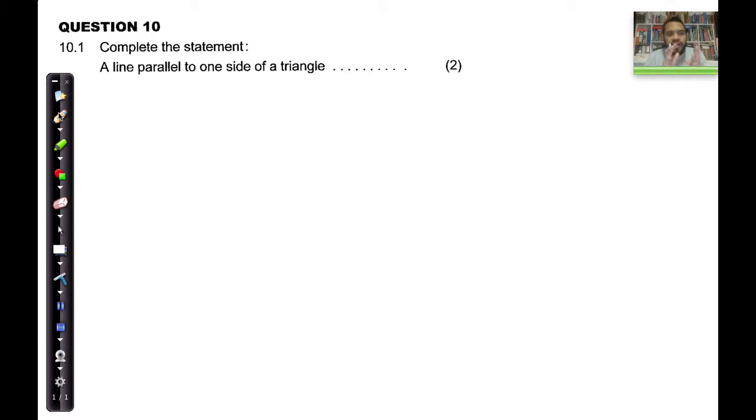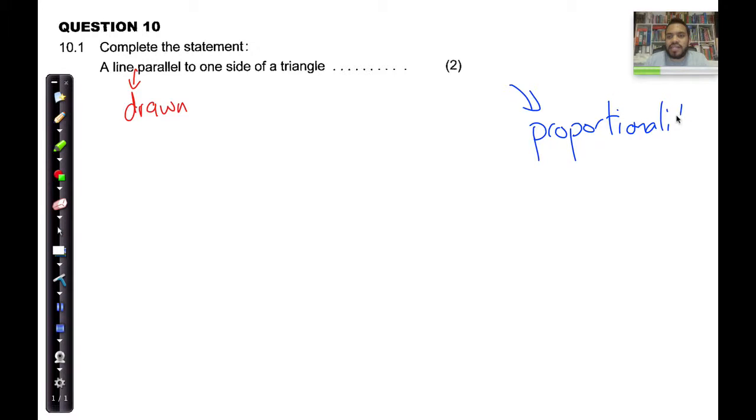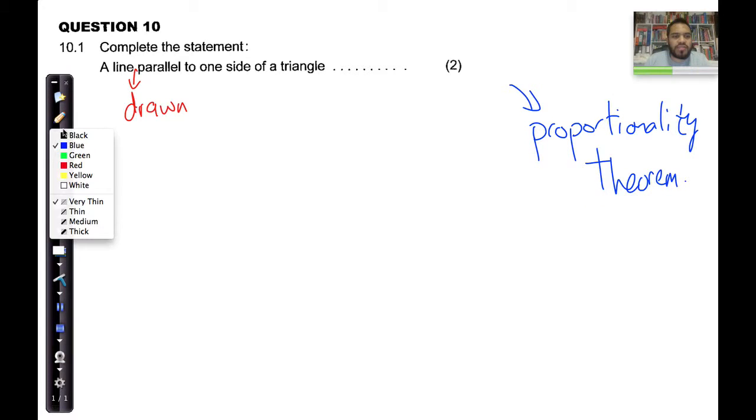Hello and welcome. In this particular question, we're looking at the proportionality theorem. They give you something here where they say complete the statement: a line drawn parallel to one side of a triangle. When you complete the statement, what you will get is something called the proportionality theorem. That's what we're really interested in over here, the proportionality theorem.